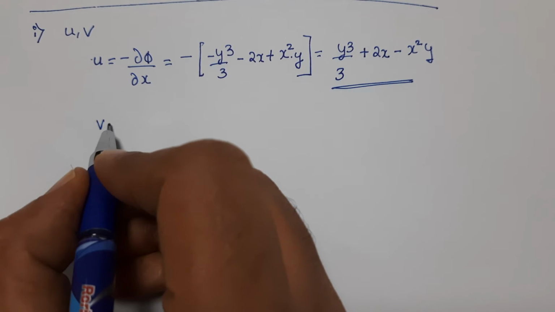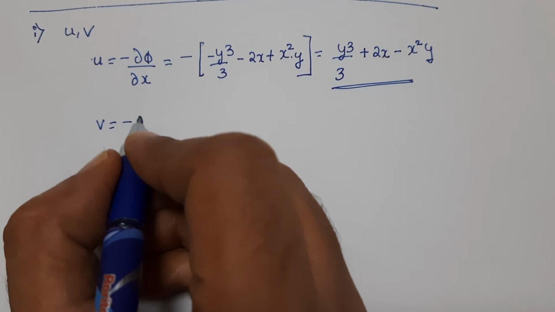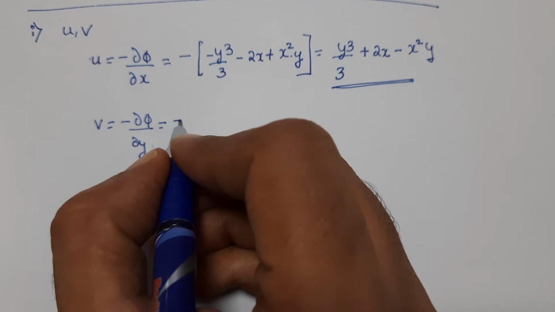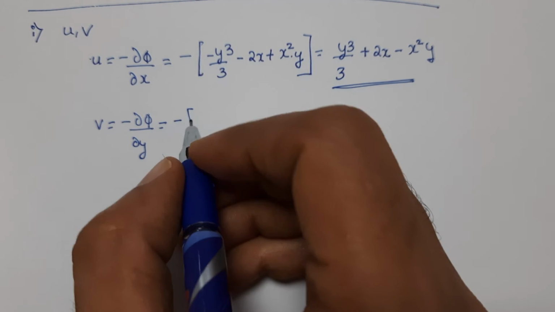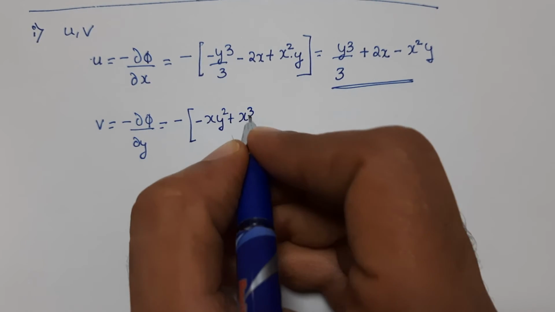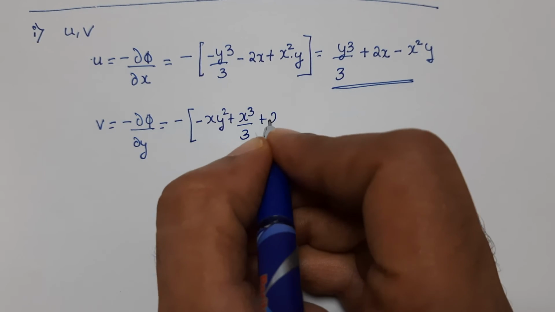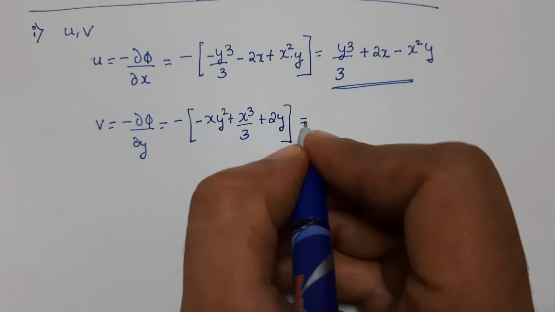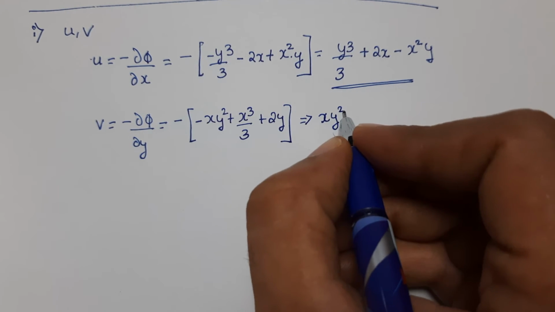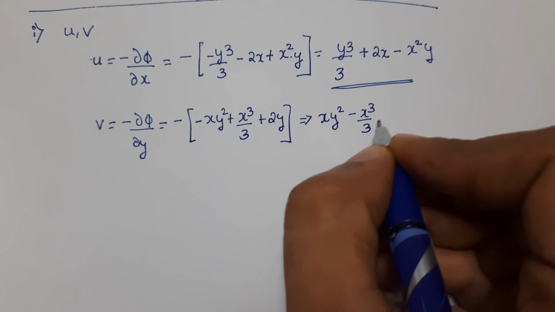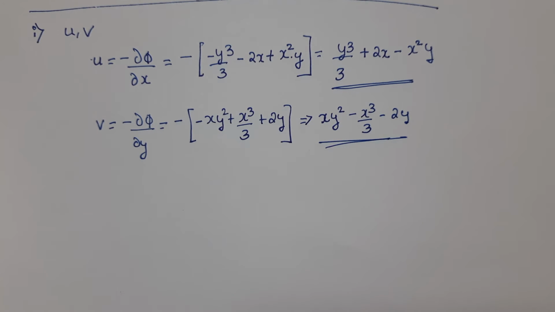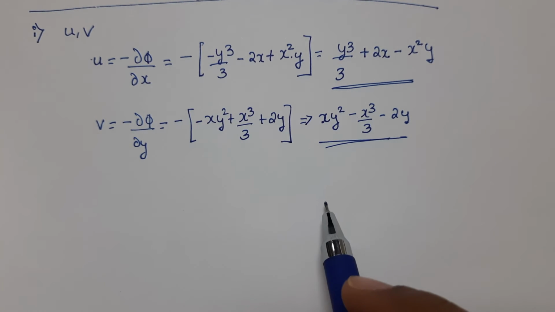Then v is nothing but minus dou phi by dou y, which we have already calculated. That is minus of minus xy square plus x cube by 3 plus 2y. So this can be written as xy square minus x cube by 3 minus 2y. So these are the velocity components u and v.